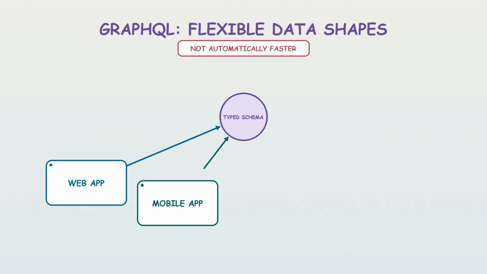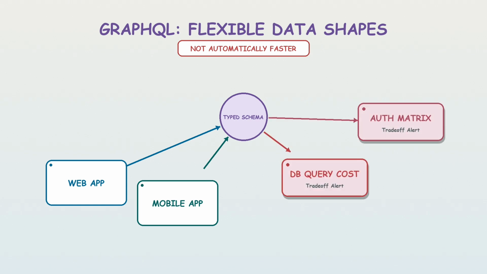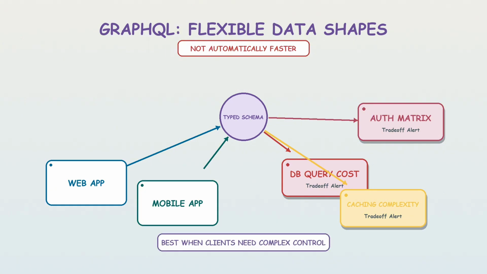But it is not automatically faster. Complex queries can create expensive database work. Authorization must be enforced correctly, and caching differs from ordinary REST URLs. It is most useful when clients genuinely need control over related data.